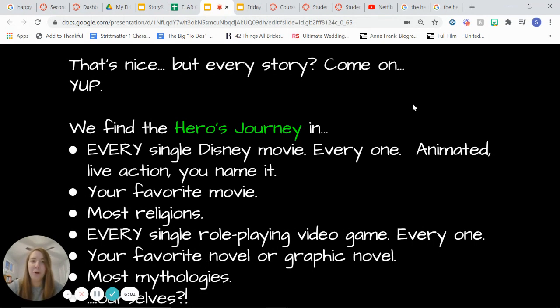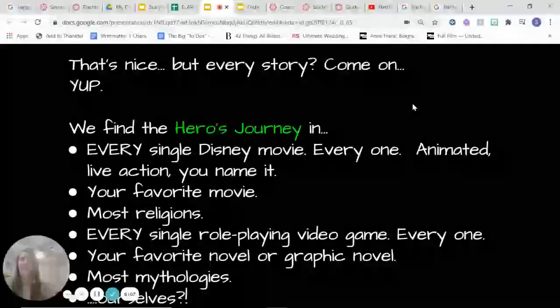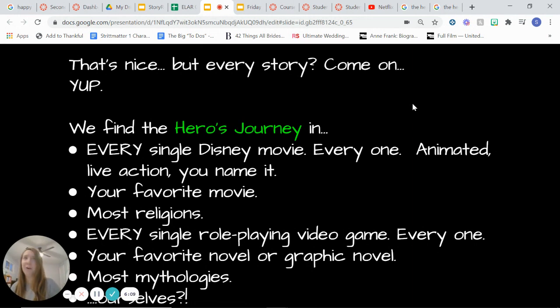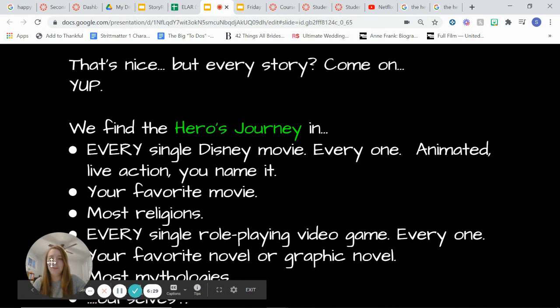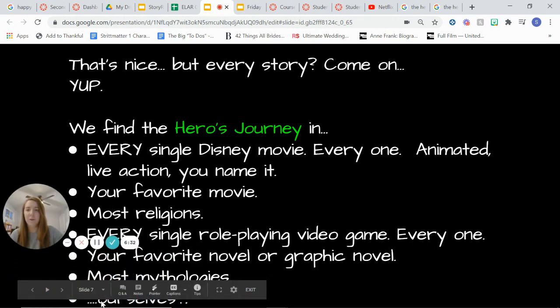We find it in every single RPG video game, right? Every role-playing game. And even then we find it in some other ones. Whether it's Mario, which is not even role-playing, it's a platformer, you find it in Super Mario, or in The Last of Us. You can name any single role-playing game and it'll be there. We find it in most mythologies, and we even find it in ourselves, which is going to end up being the key of why we keep retelling the same story.